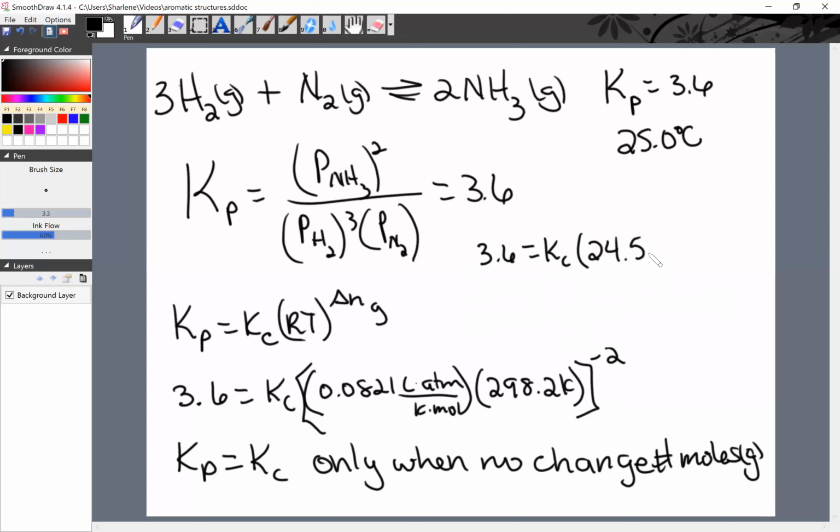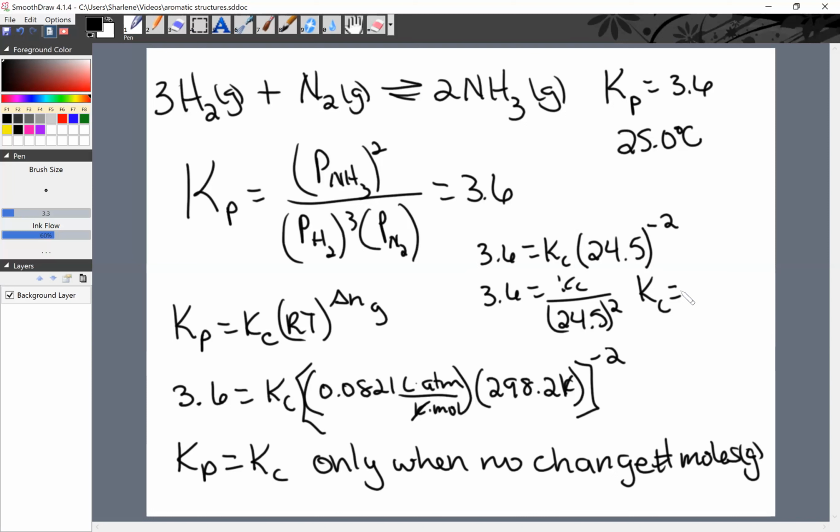24.5. And what unit is this? Right now, that is a liter, atmosphere, Kelvin, mole. And remember, that's what we're trying to get between: molarities and atmospheres. So I'm going to take that to the -2, which technically means this. And then I'm going to isolate Kc. So I'm going to multiply 3.6 times 24.5 squared.